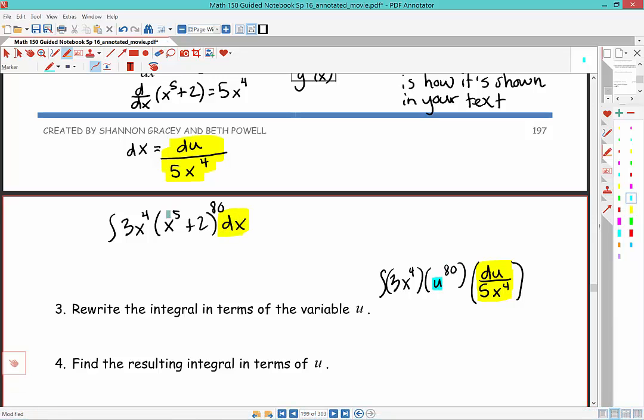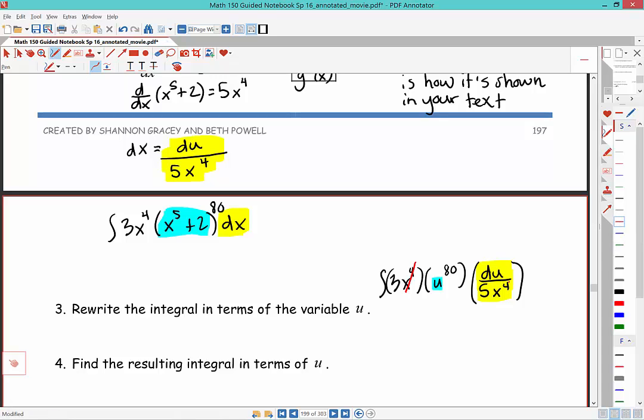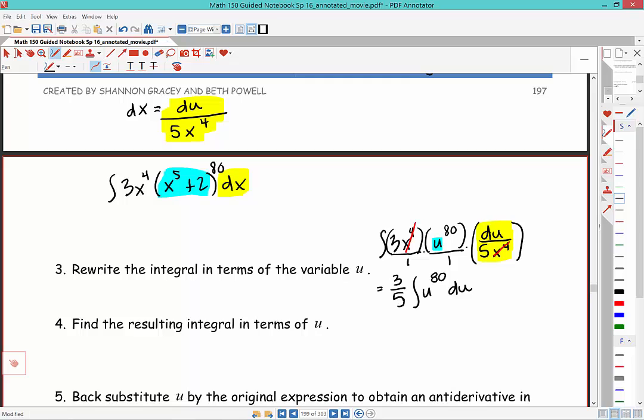And so now, do you see that you would have the x to the 4ths go away? But you still have 3/5, because you could put this over 1, this over 1, so they're all being multiplied. So really, when you rewrite in terms of u alone, you're going to get 3/5, which you can bring outside the integral, times u to the 80th du. And now you've got them in terms of u.